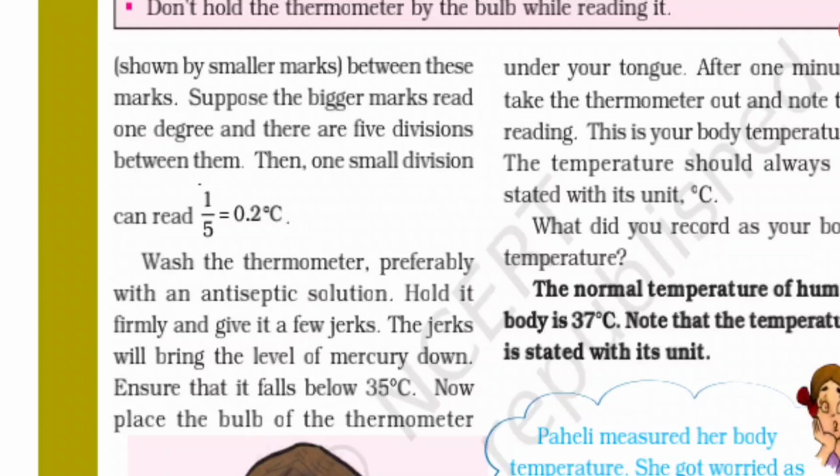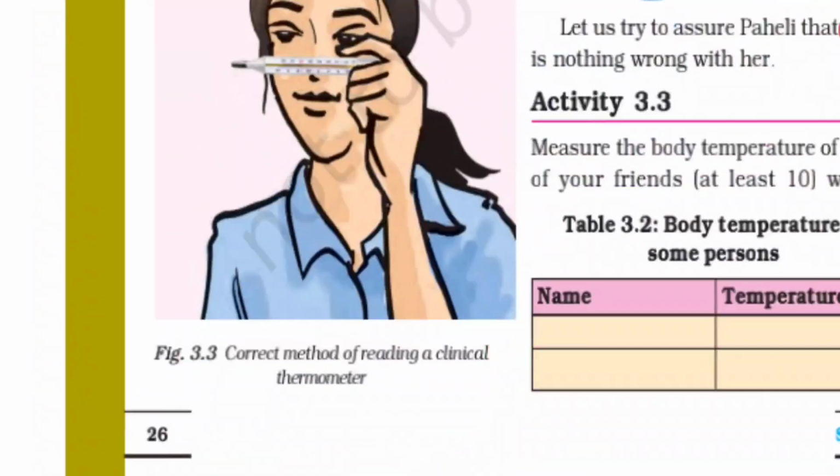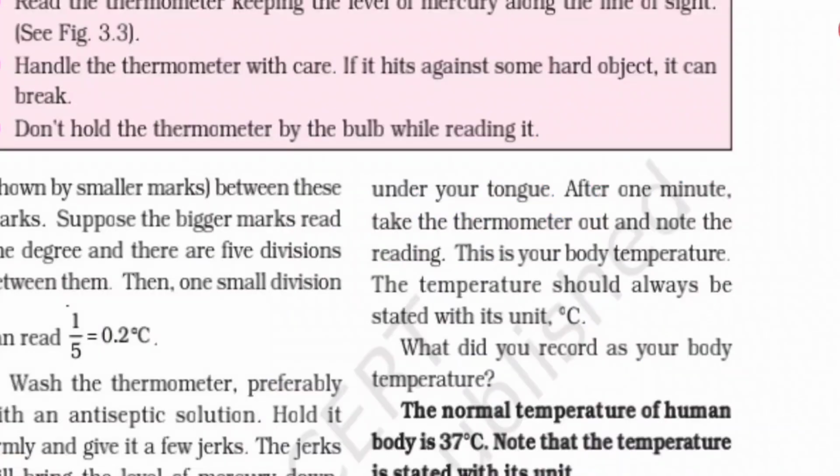Wash the thermometer, preferably with an antiseptic solution. Hold it firmly and give it a firm jerk. The jerk will bring the level of mercury down. Ensure that it falls below 35 degrees Celsius. Now, place the bulb of the thermometer under your tongue.